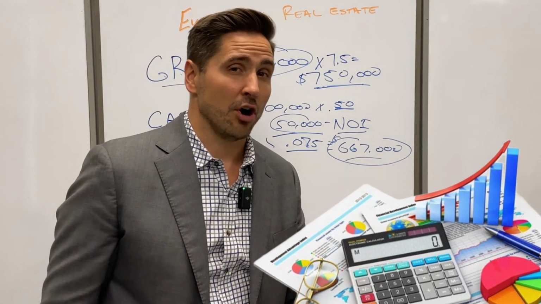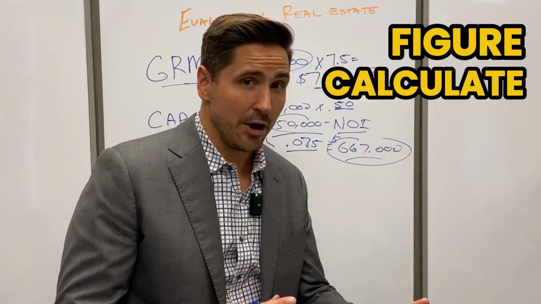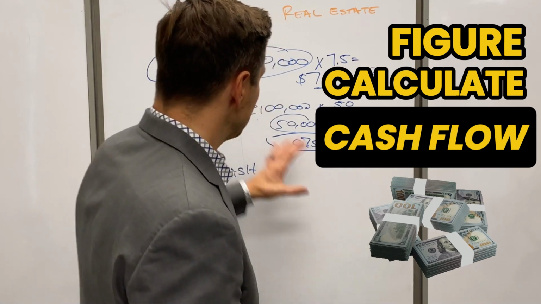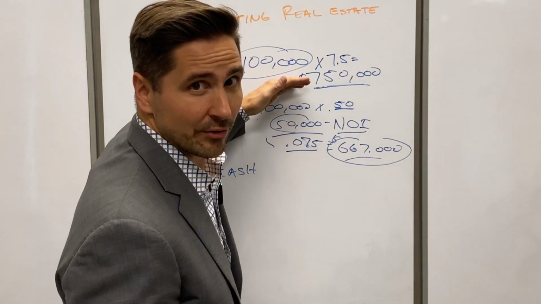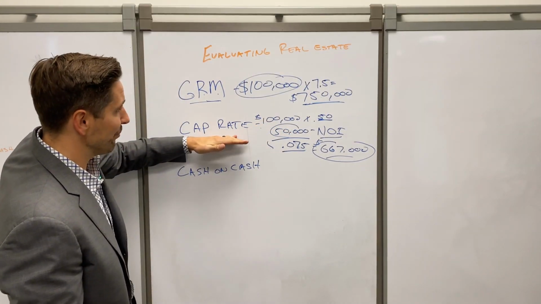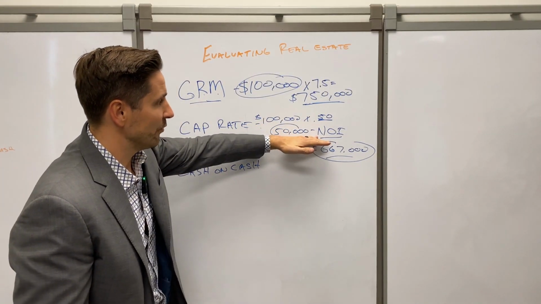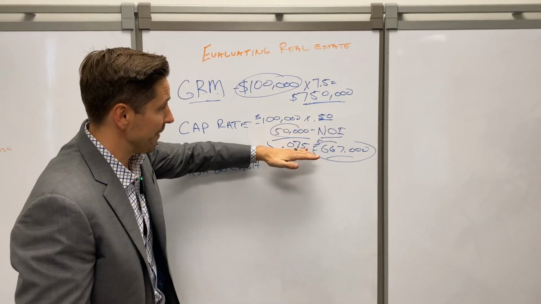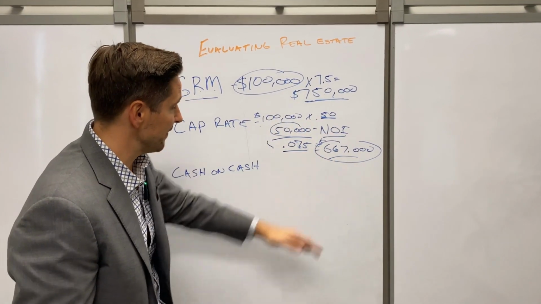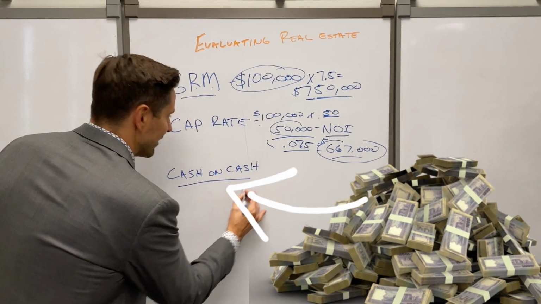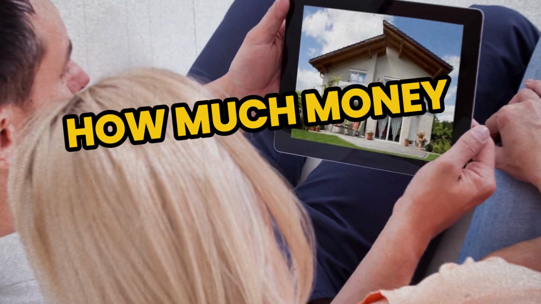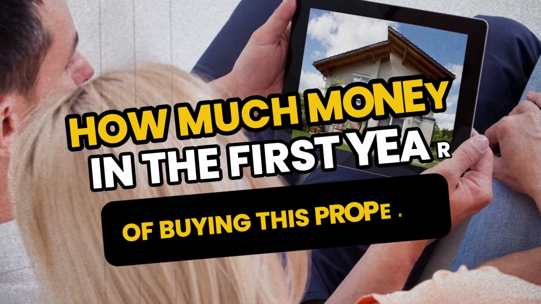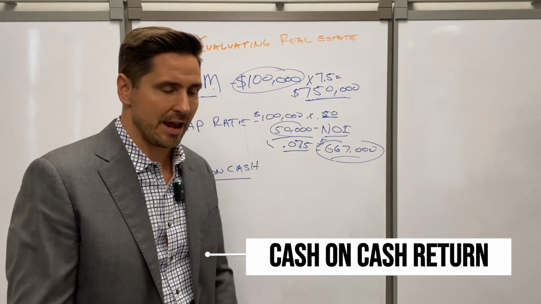Now, I like to always figure and calculate the cash flow. These don't necessarily tell me what I'm going to cash flow. This one tells me what my gross income is. The cap rate tells me a snapshot of when I have my net operating income with my expenses and what the cap rate is, what it's evaluated. Cash on cash is a little bit simpler when it comes to how much money am I going to make in the first year of buying this property, and we call this cash on cash return.